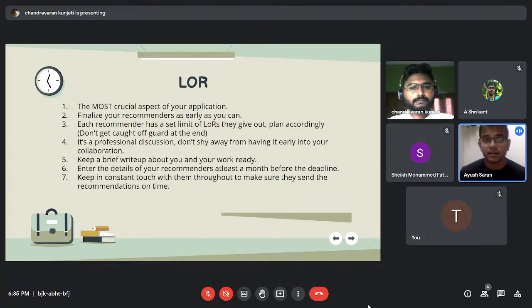I think the last thing that I'd probably leave you with is that each of the professors and each of the mentors require a brief write-up about who you are, what you've done, and what work you've done with them. So keep that brief write-up ready. It may be just a page or so.